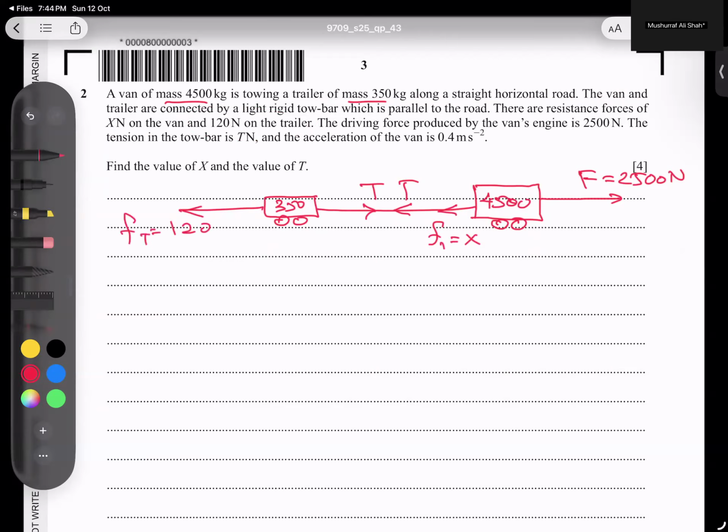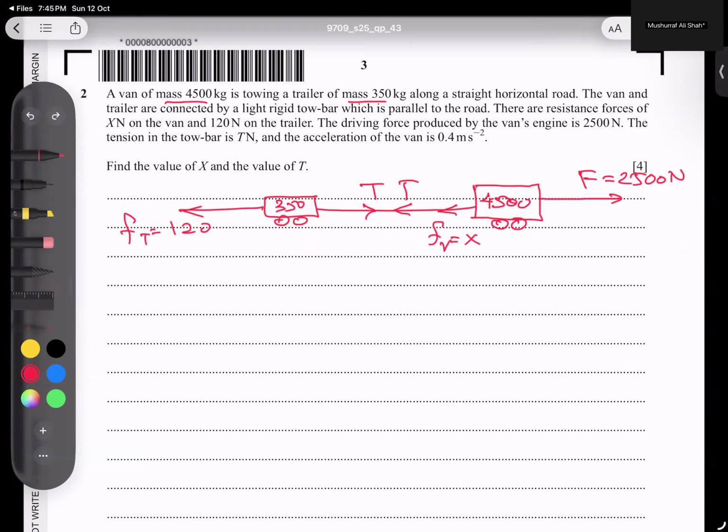So this is V for van. I think it is clear. Now you can see all components are resolved properly. And the driving force, what is further left behind? The acceleration of the whole system. If the van is moving at 0.4, naturally the trailer will also move at 0.4. We need to find X and T.